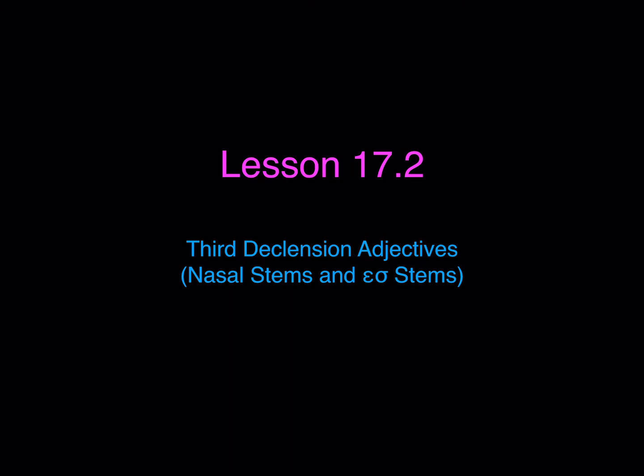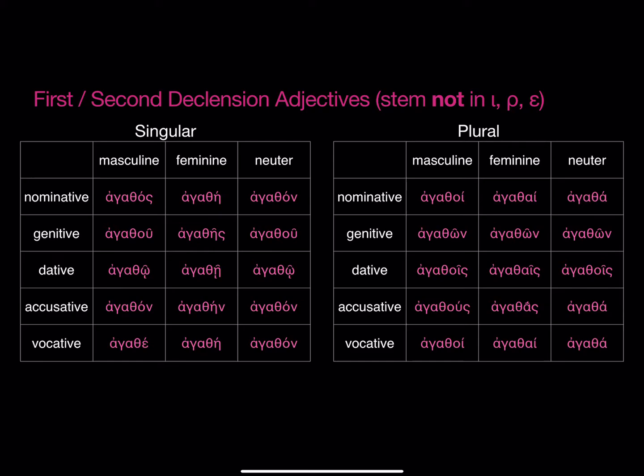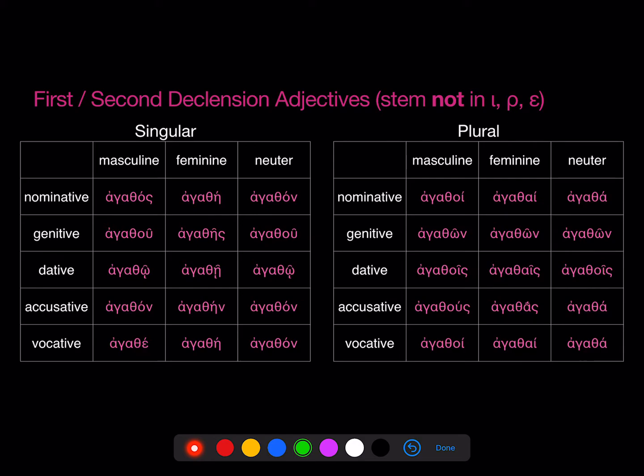All right, here is the second and final part of lesson 17, where we talk about third declension adjectives, nasal stems and sigma stems. So cast your mind back to first and second declension adjectives, which have a set of endings in the masculine that work like second declension masculine nouns, a set of endings in the feminine that work like first declension feminine nouns, and a set of endings in the neuter that work like second declension neuter nouns.